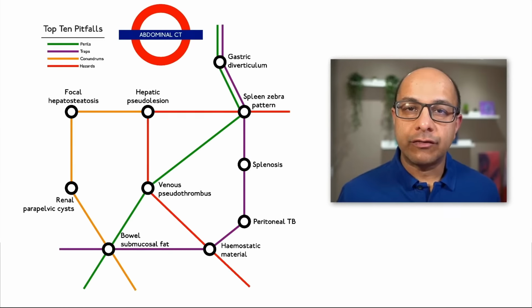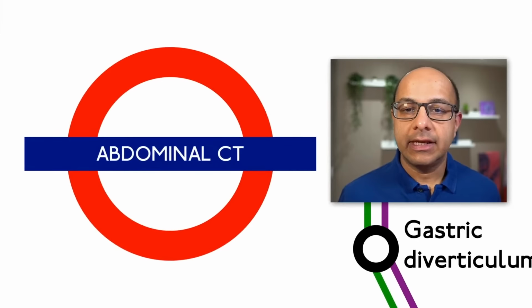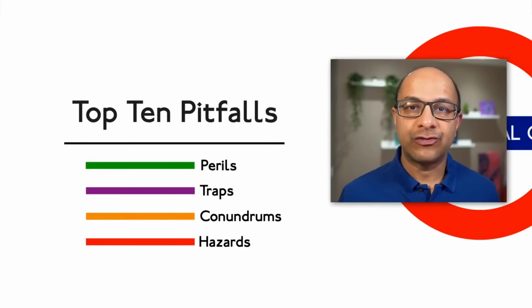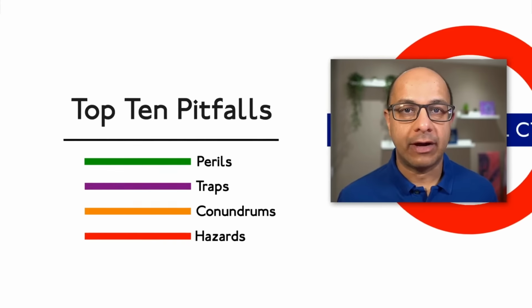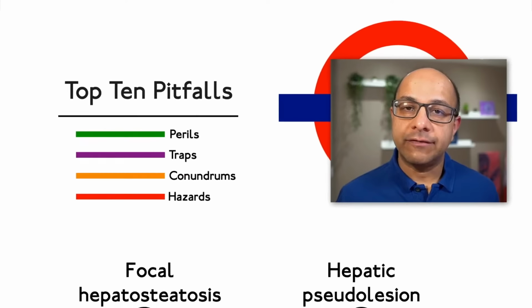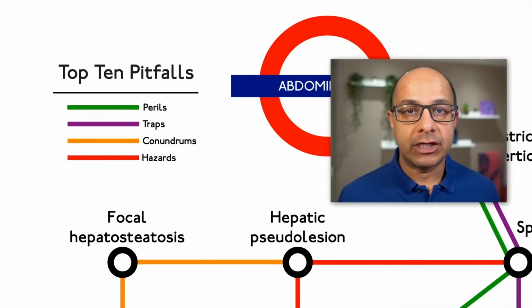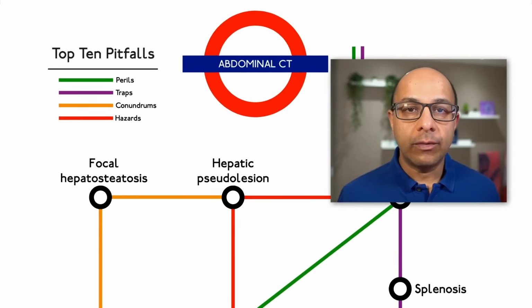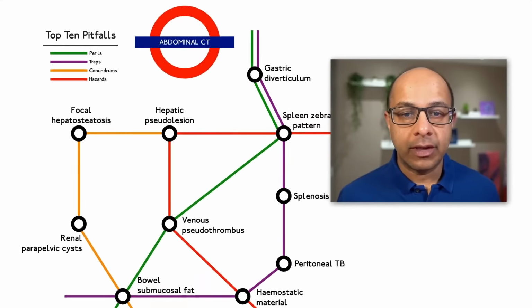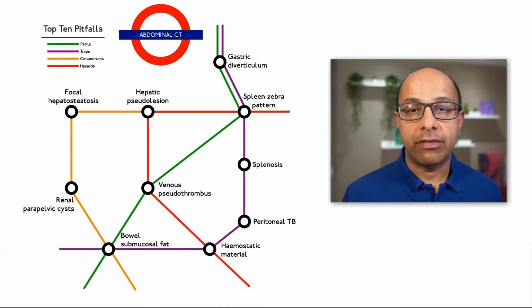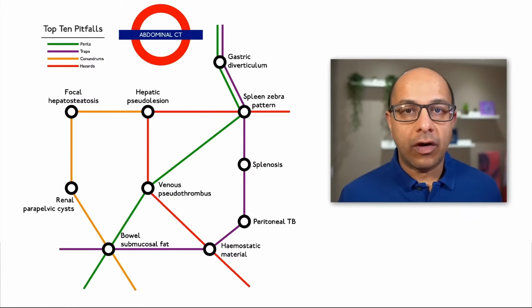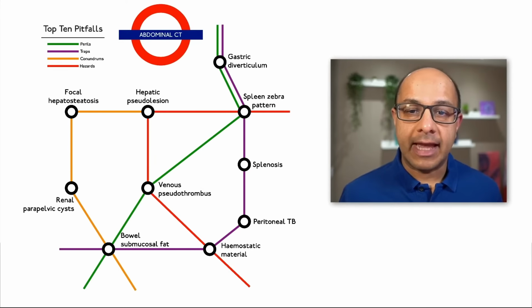Now, anyone who's reported abdominal CT knows that it is fraught with dangers. There are a number of perils, traps, conundrums and hazards ready to trip you up and catch you out. These range from artifacts of contrast enhancement, which can mimic true disease, through to normal and variant anatomical processes being mistaken for pathology. Let me be your guide for a journey around the abdomen.